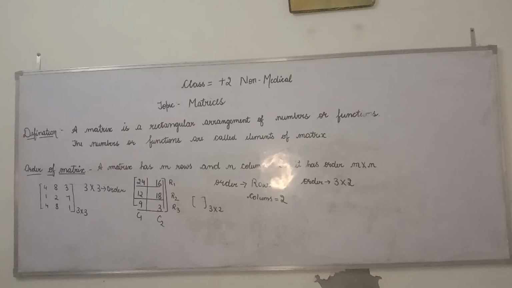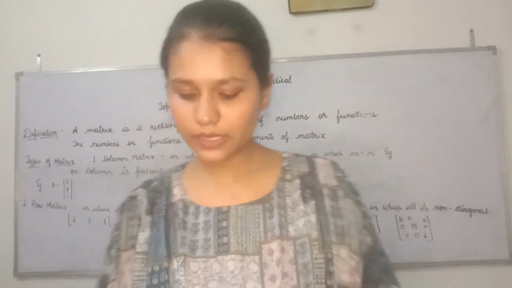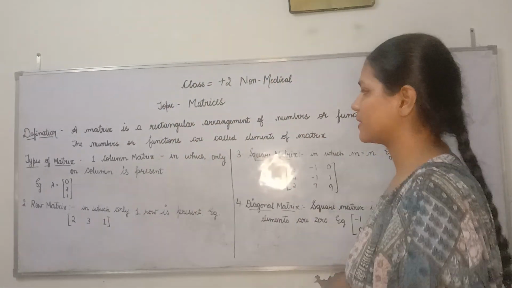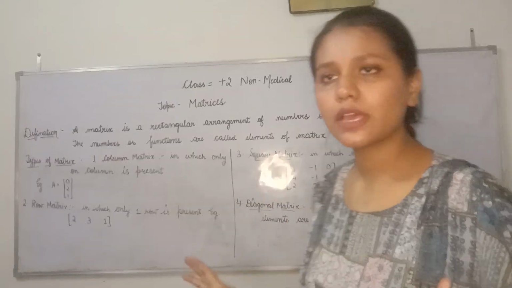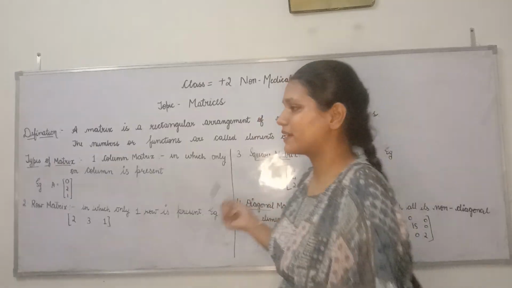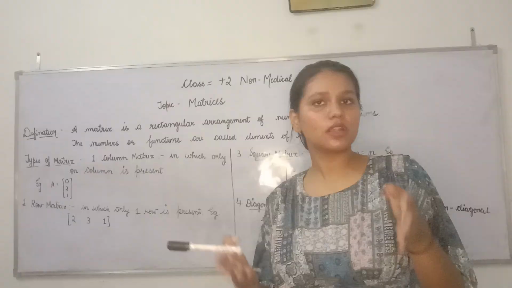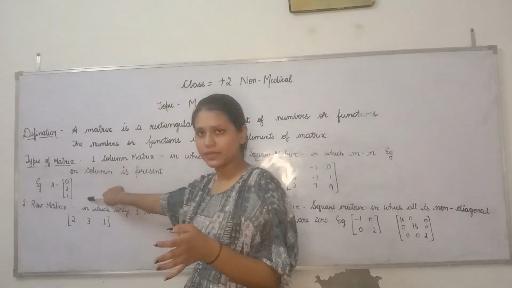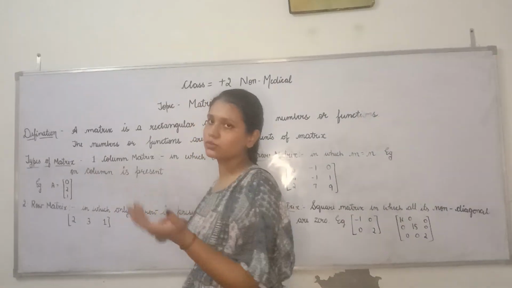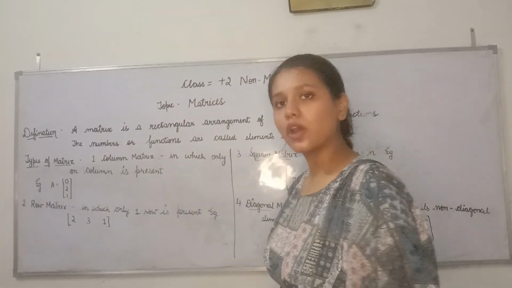Now one by one we will discuss the types of matrices. There are different types of matrices. The first one is so easy, that is the column matrix. Column matrices are those in which only one column is present. No other columns, 2 or 3 or 4, are present. Only one column is present, that is called the column matrix.